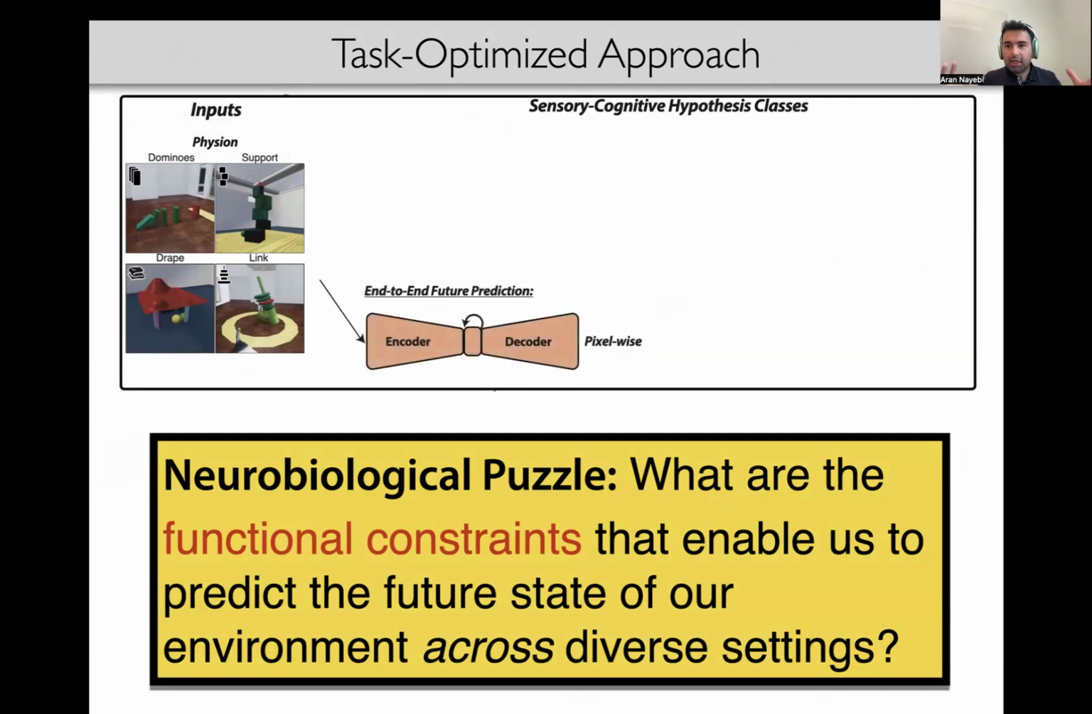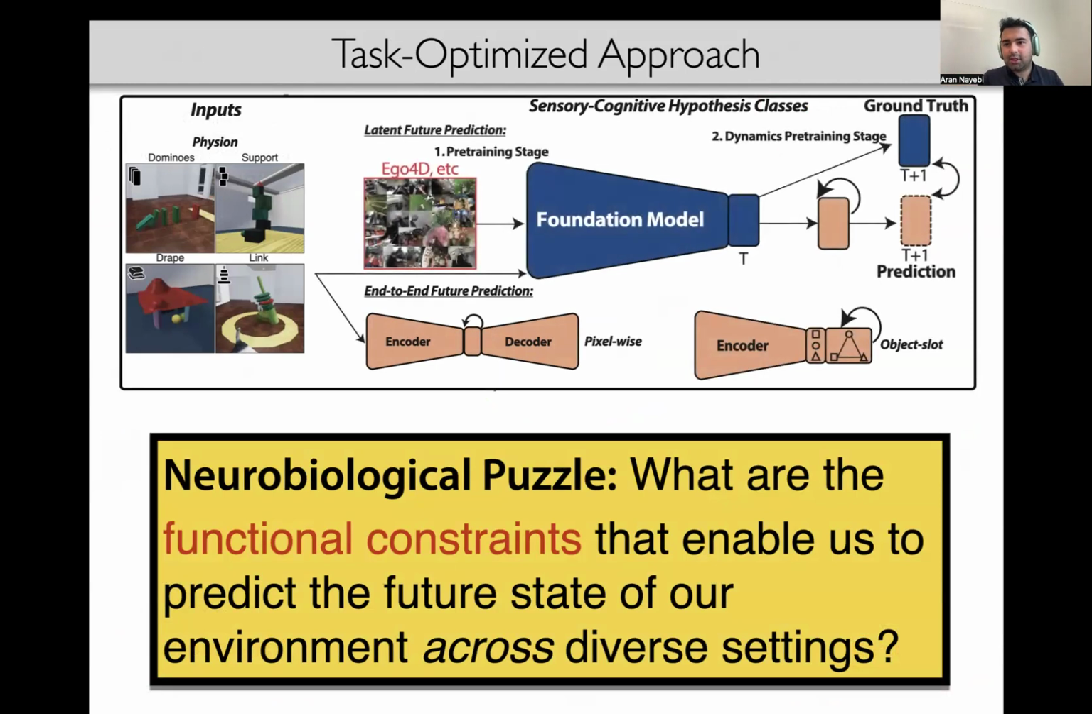So the first broad class of models is going to be what I call end-to-end future prediction. Next would be based on object slots. And finally, the last one is going to be known as latent future prediction. And I'm going to explain that in a minute.